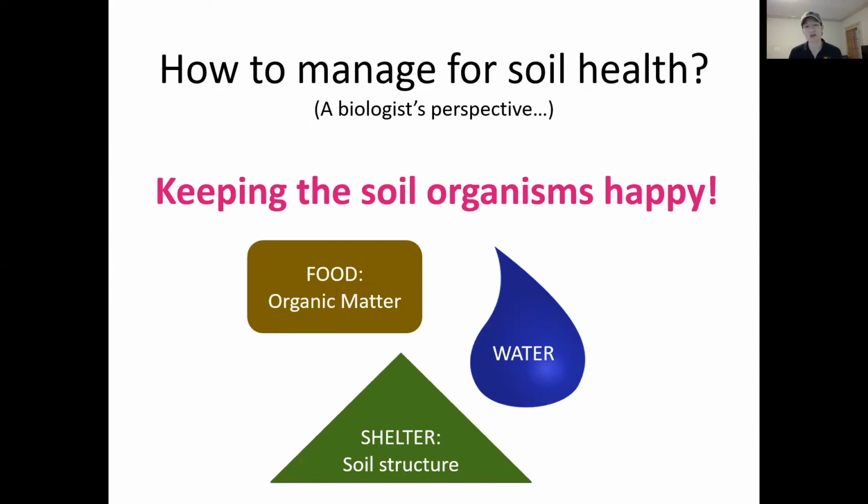So in the case of soil organisms, the food is primarily coming in as organic matter, as these plant residues that feed the decomposers at the base of that soil food web. Shelter is having a well-structured soil where these organisms can live, so good stable aggregates and pore spaces in between where they can move and get at food and water. And water, of course, is something that all organisms need to live.